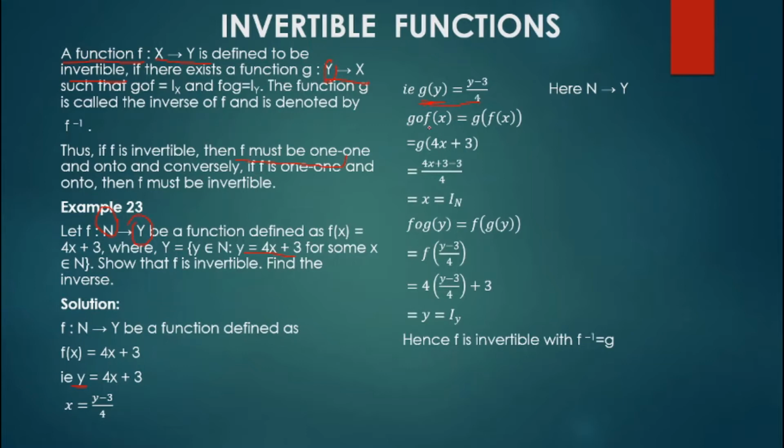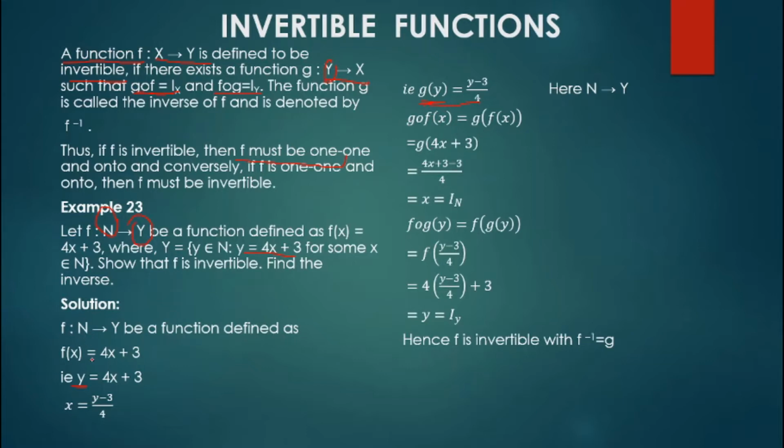Okay, so we know that to find the inverse, we have to find gof as well as fog. So your gof should be equal to x, and your fog should be equal to y. That is Ix is nothing but x and Iy is y. I have explained the identity function in your previous class. Okay, so g of gof of x is equal to g of f of x equal to, what is f of x?